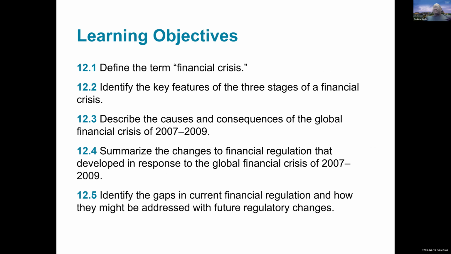So the learning objective here: we're going to define the term financial crisis. After defining the term, we're going to identify the key features of the 3 stages of a financial crisis. And then we shall also describe the causes and consequences of the global financial crisis of 2007-2009. We shall also talk about the Great Depression. Of course, I'm going to talk a little bit about that.